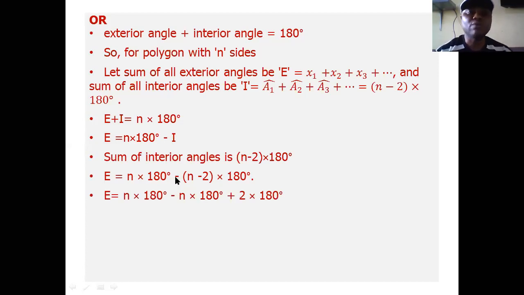Now, minus times n is minus n. Take note of that. That is, 180 times n times minus is minus 180n. That's what you can see here. And minus times minus 2 is plus 2, plus 2 times 180, which is what you see here. Now I want you to look at this carefully: n times 180 minus n times 180. This, we cancel. Let me show you that briefly.